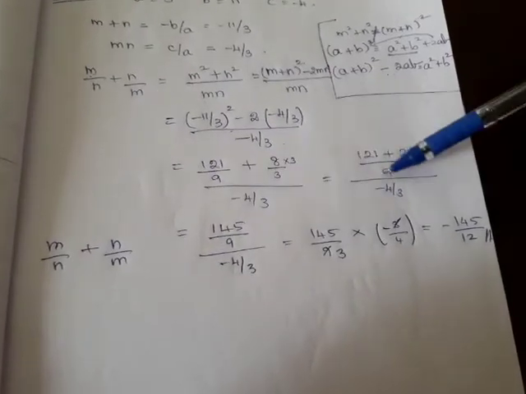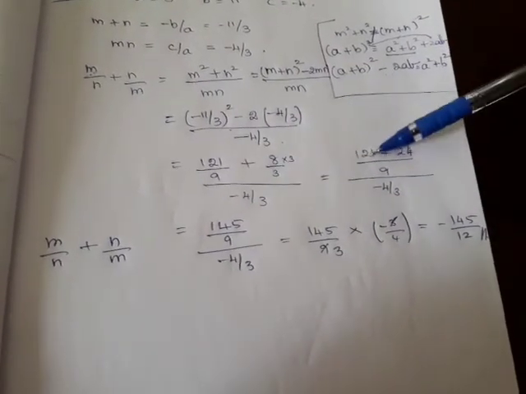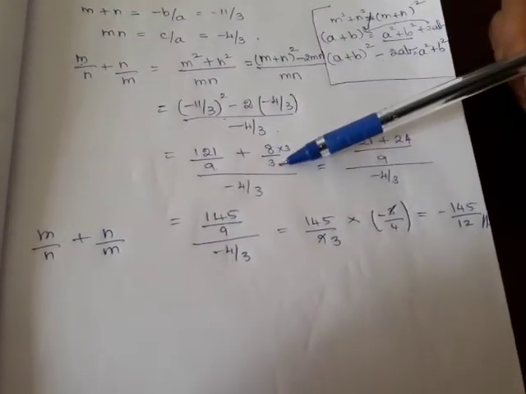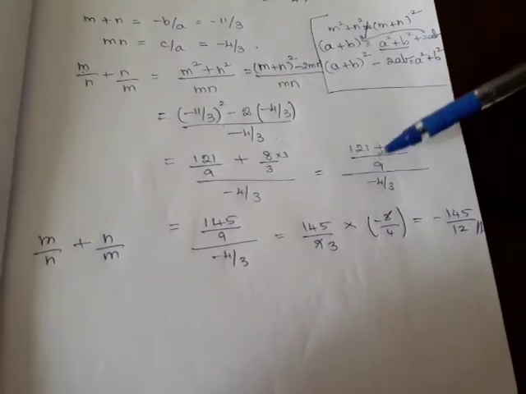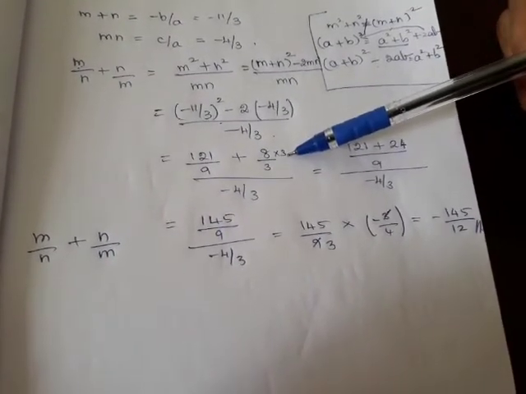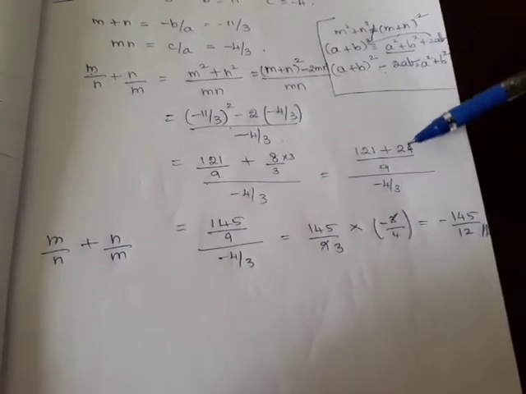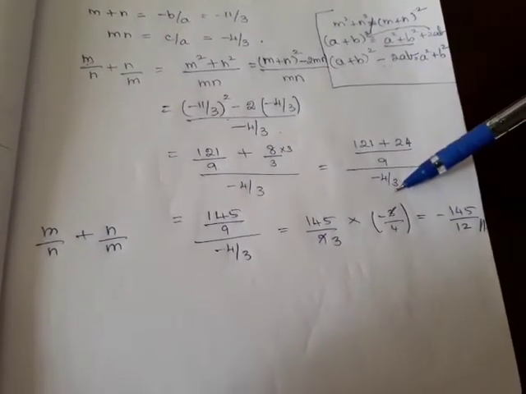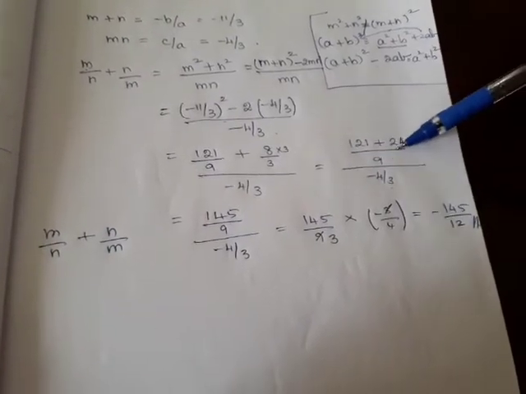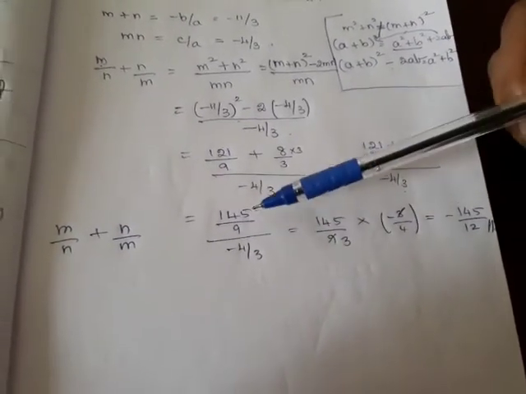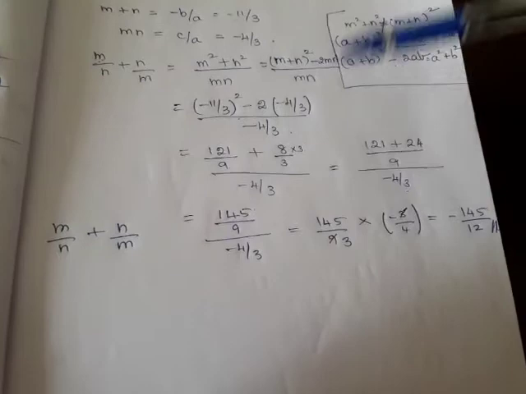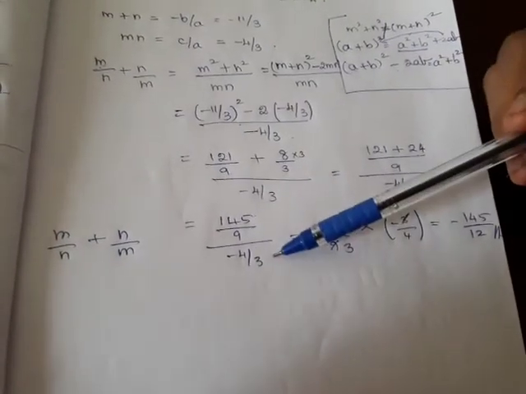Now take LCM, 9 is your LCM, so 121 plus, here 3 is the denominator but our LCM is 9, so we need to multiply the numerator by 3. Then only it will become 9. So 8 3s are 24 divided by minus 4 by 3. Now add the numerators. 121 plus 24 is 145 divided by 9. The whole divided by minus 4 by 3.